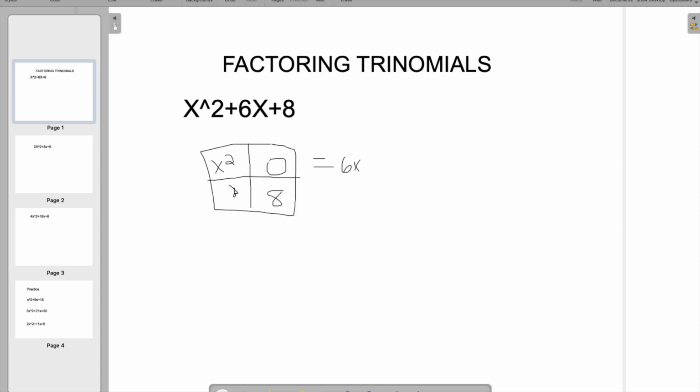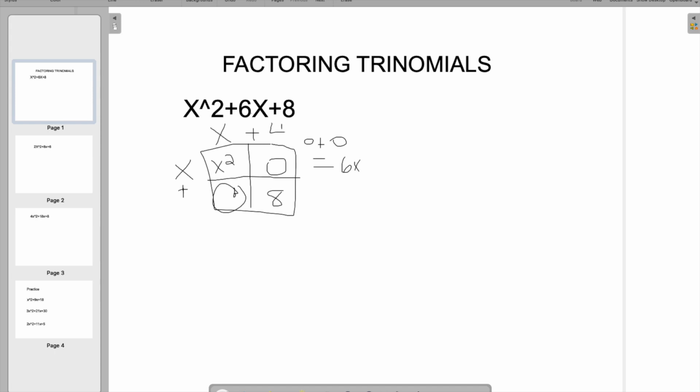So that box and this box added together are going to equal 6x. Okay, so what we're going to first do is write x over on the top and x to the side, because x times x is x squared. Then I'm going to add an addition sign. And then we're going to try out different factors of 8.